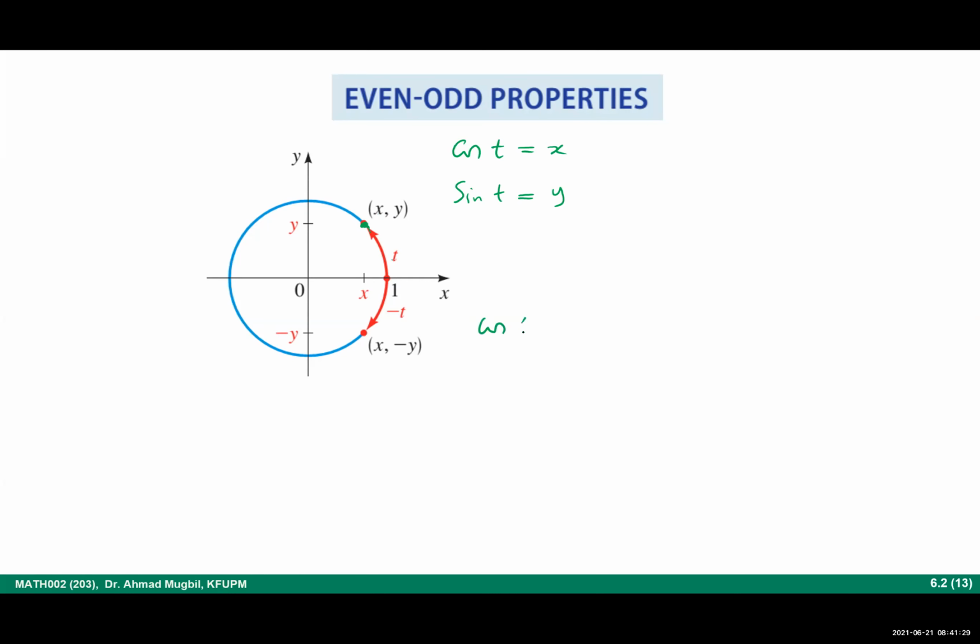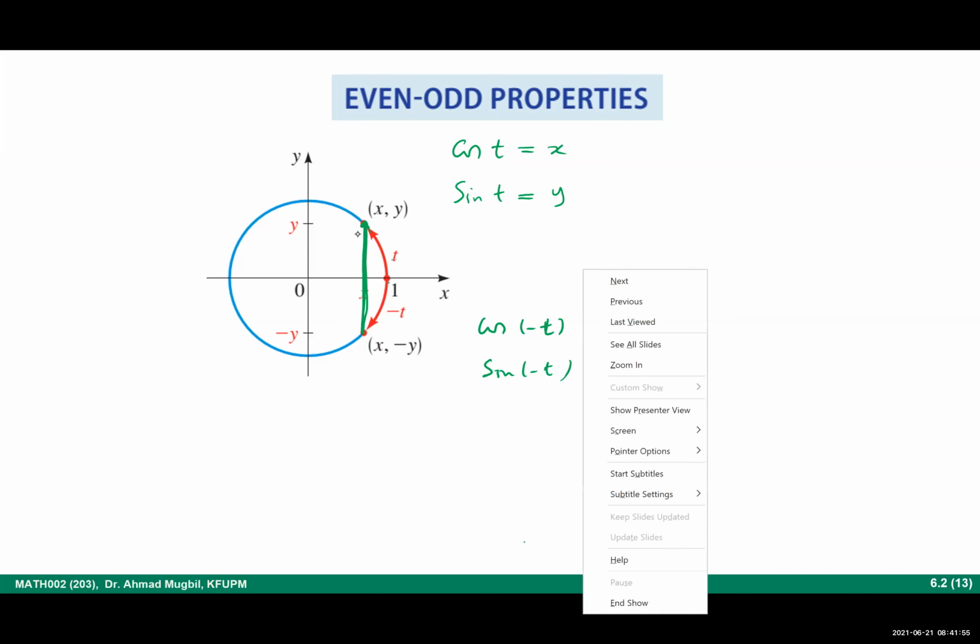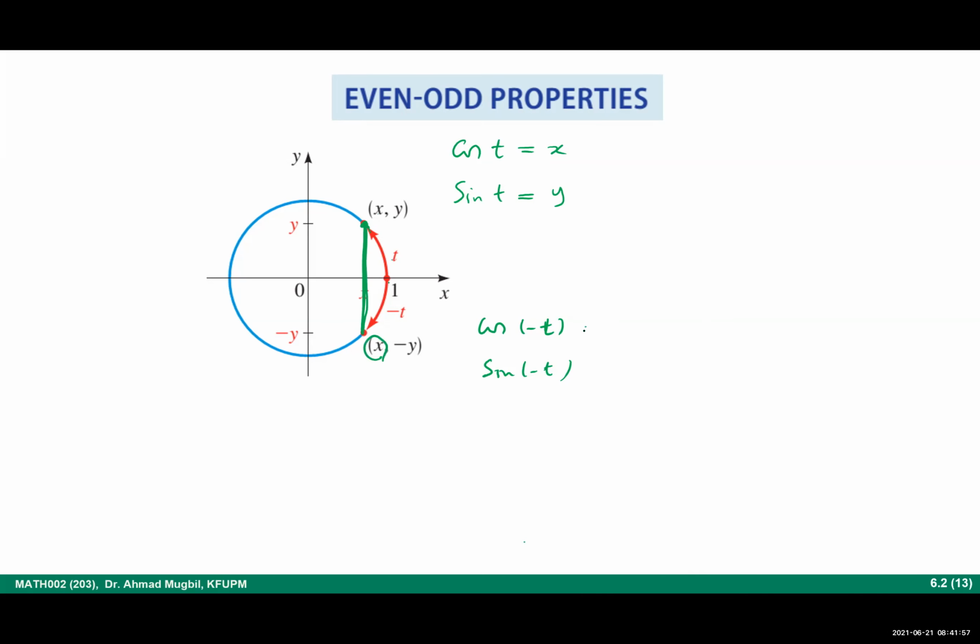What is cosine negative t? Look at this number. Cosine negative t and sine negative t. Look, ya shabab, when you have a point x and y in the first quadrant, if you reflect this point, x will be the same, y will be negative because we are in the fourth quadrant. Now, what will be cosine negative t? It will be x. And what is sine negative t? Negative y.